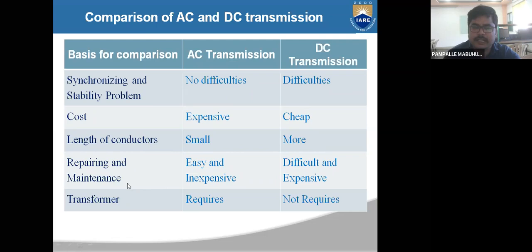And if you take the repairing and maintenance cost, AC transmission systems are easy to repair and inexpensive also. But in a DC transmission system, repairing is difficult and also expensive. A transformer is required only in AC and it is not required in DC. So these are the comparisons for AC as well as DC transmission systems.